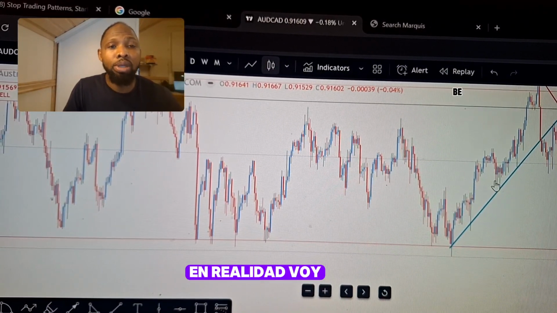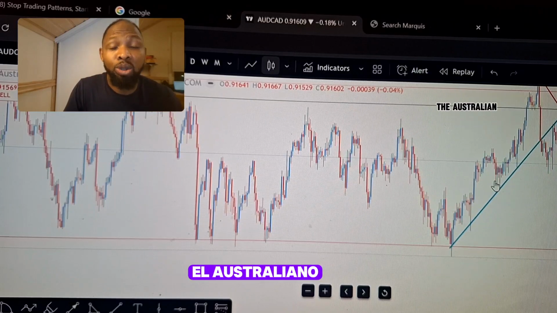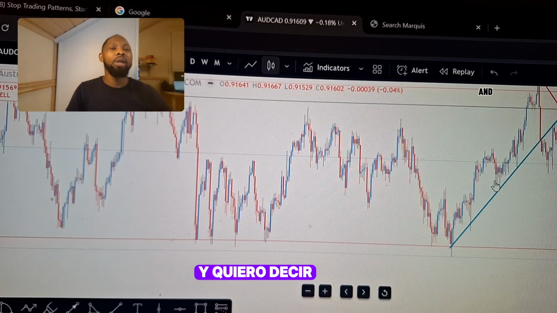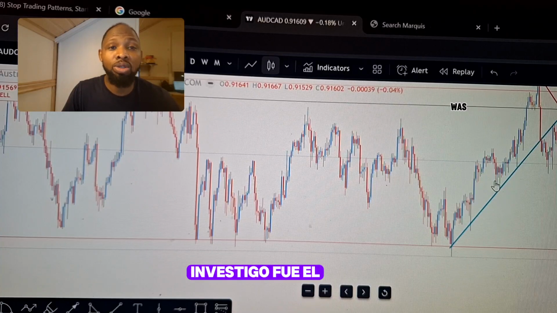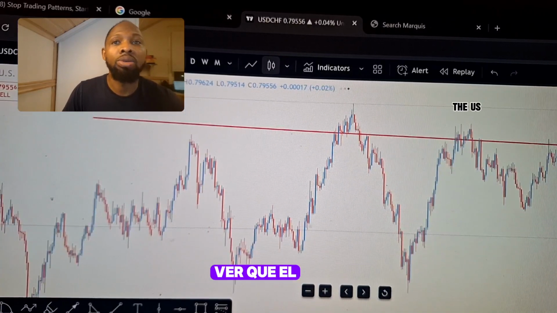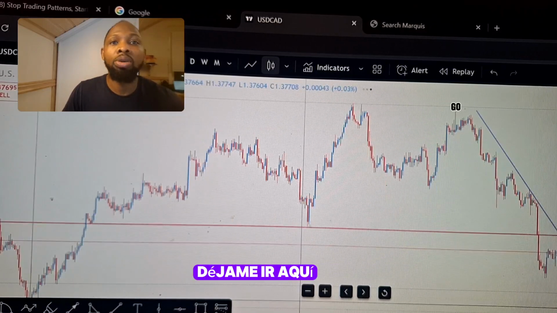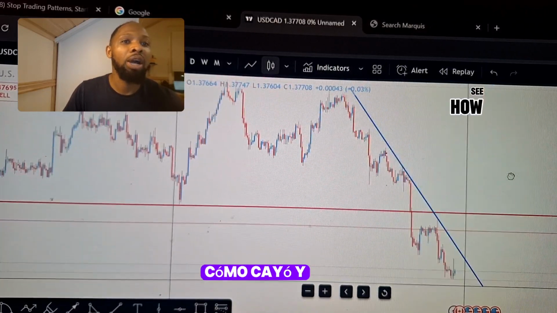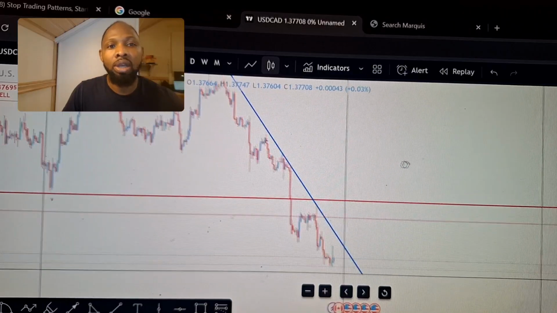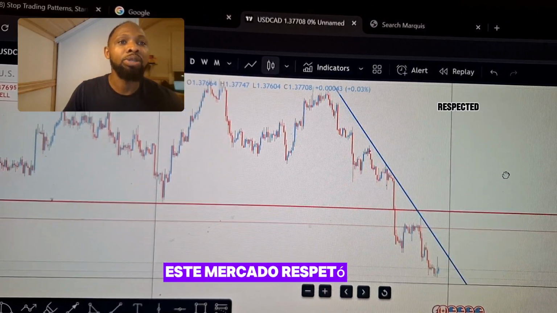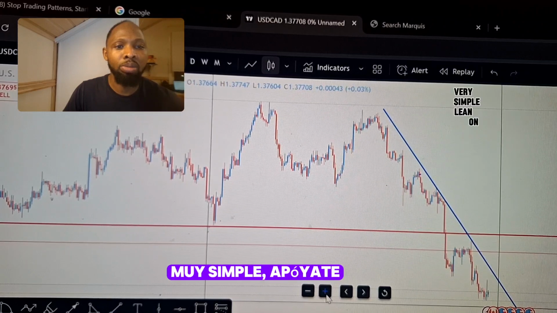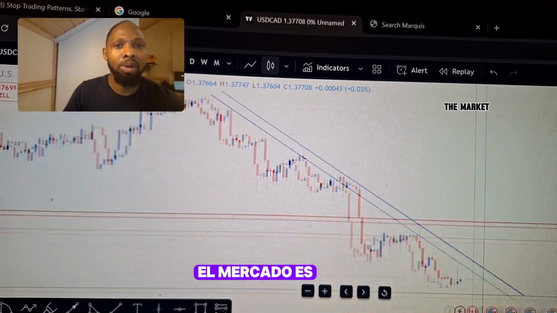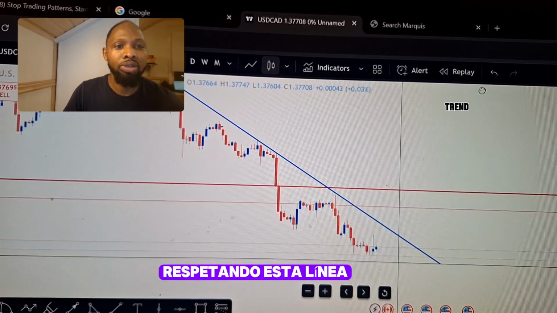Today I'm going to be breaking down the Australian Canadian dollar. Last week, one of the pairs I looked into was the US Canadian. We can all see how the US Canadian dollar dropped, and how this market respected the trend line. My strategy is very simple, the lean-on-me strategy. We can see that the market is respecting these trend lines.